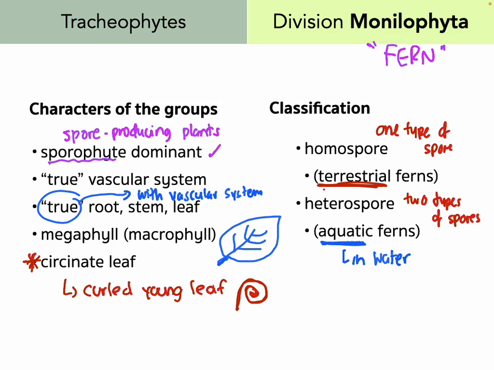Okay, so once again, most of the ferns you see are sporophyte, they're spore producing. They have vascular system in everything.